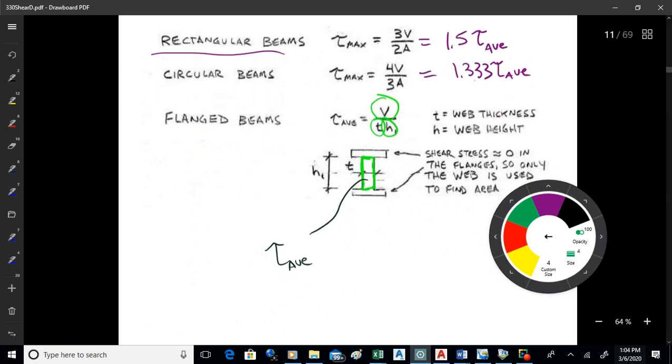Now VQ over It is the general formula for shear anywhere you want to investigate in the beam. The maximum shears vary, they depend on the type of beam. Rectangular, it's 3V over 2A. For a circular beam, which is rather unusual, but if you have such a thing, it would be 4V over 3A. And then for a flange beam, you just look at the average shear in the web. So that's the shear force V off the shear diagram divided by the thickness of the web divided by the height of the web, okay?